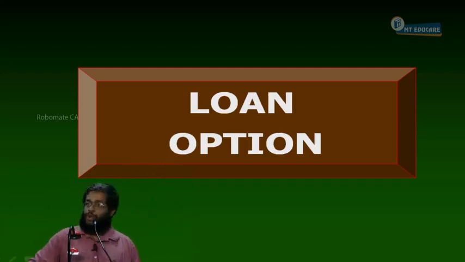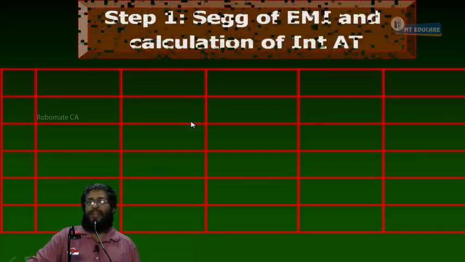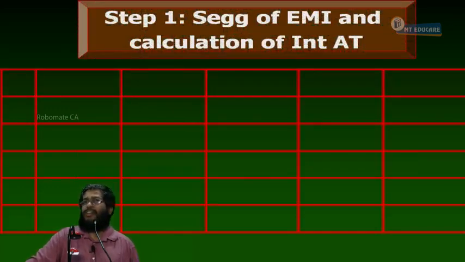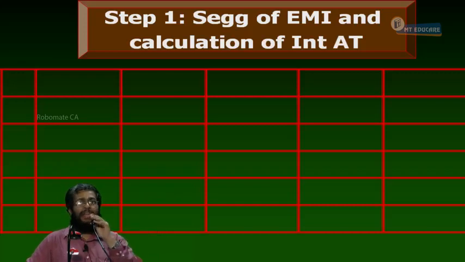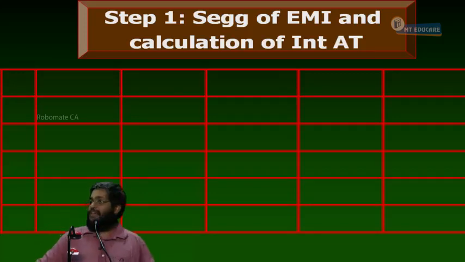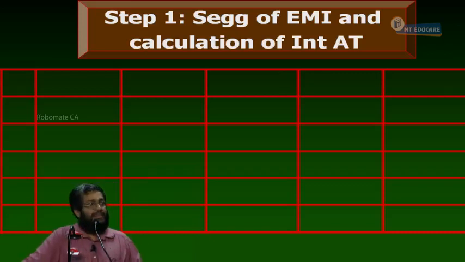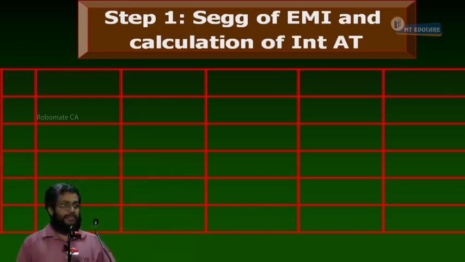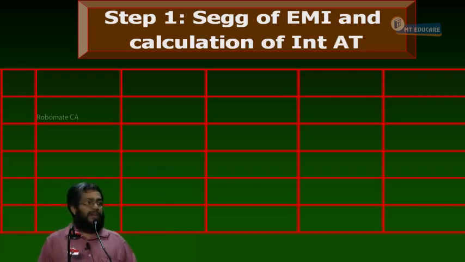Write down: loan option, Alternative 1 is loan option. In that, Step 1: segregation of EMI and calculation of interest after tax. Can you start or not?